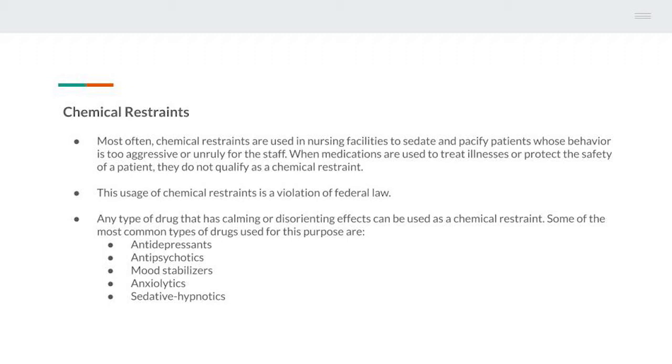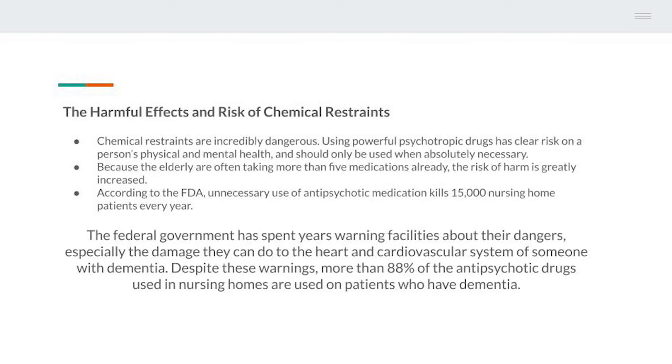Some of the most common types of drugs used for this purpose are antidepressants, antipsychotics, mood stabilizers, anti-anxiety medications, and sedative hypnotics. Chemical restraints are incredibly dangerous. Using powerful psychotropic drugs has clear risk on a person's physical and mental health and should only be used when absolutely necessary. Because the elderly are often taking more than 5 medications already, the risk of harm is greatly increased when you have polypharmacy, which means multiple medications that they're taking.